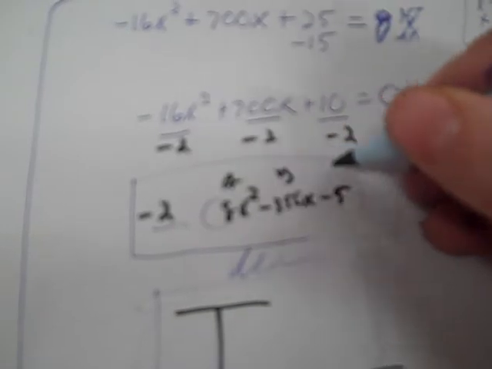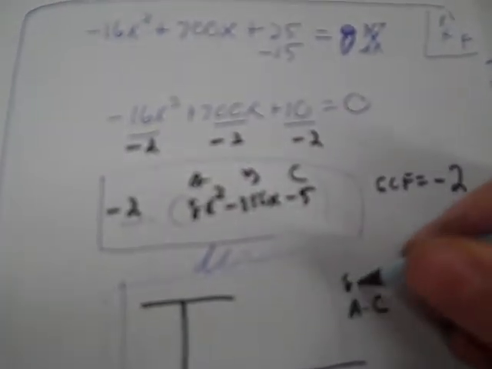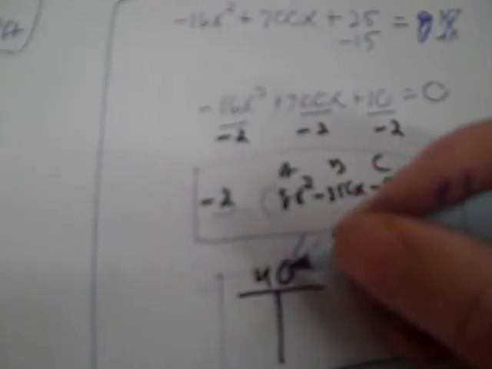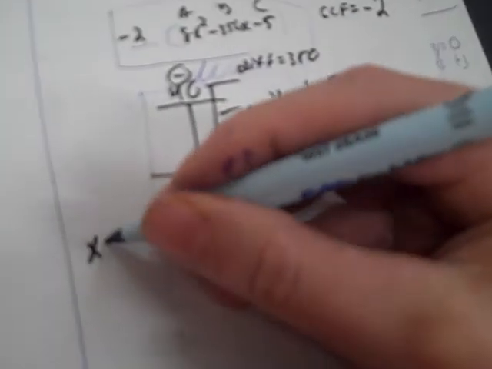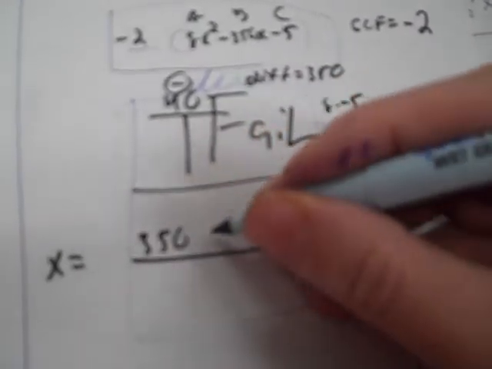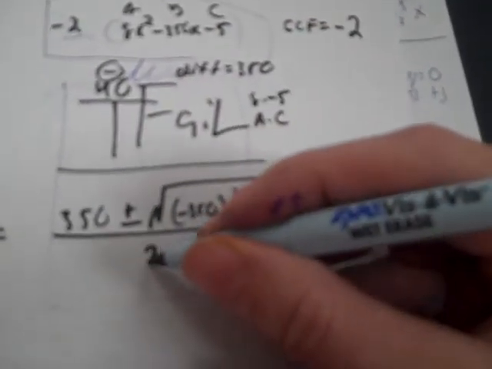Okay, A, B, C. So A times C: 8 times negative 5 is negative 40. Difference of 350? No way that's possible. Fail. So x equals the opposite of b, so 350, plus or minus the square root of b squared minus four a c. Okay, so b is negative 350. That's going to be fun. A is 8, and C is negative 5. And then 2 times 8.